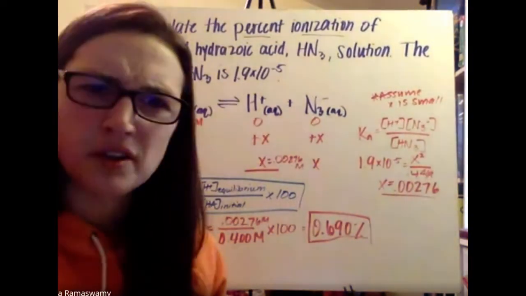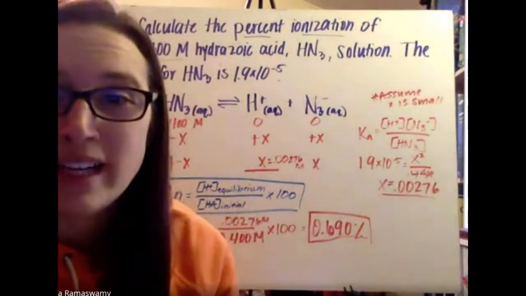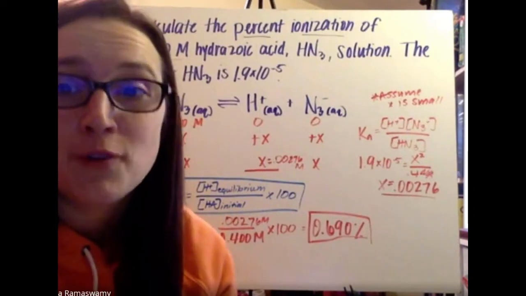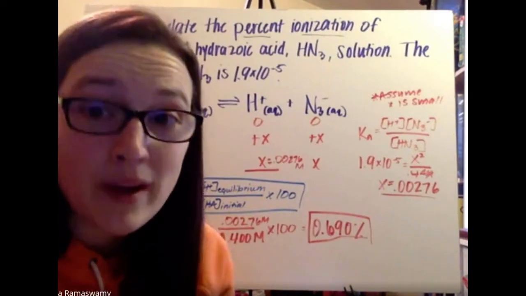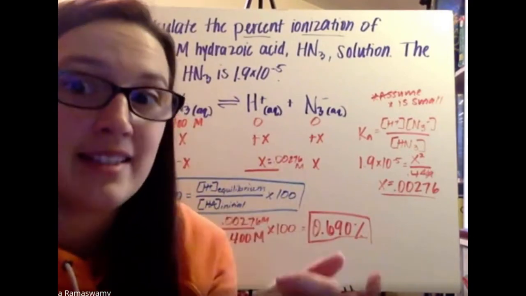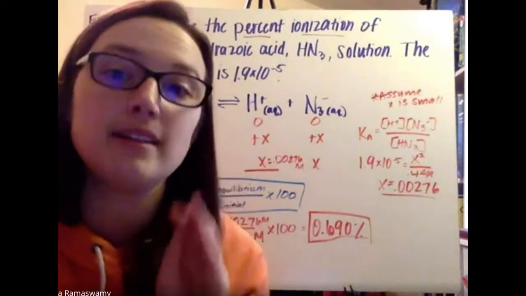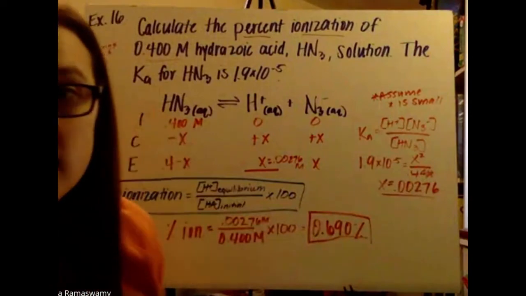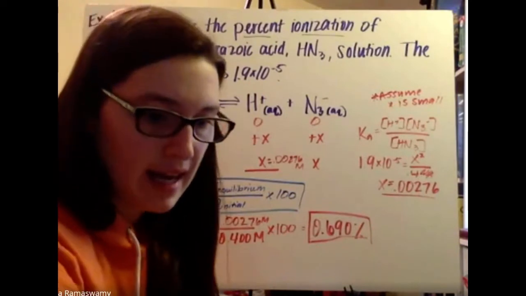My box got a little crooked there. 0.69%. That means that this weak acid only ionized 0.69%. So if you have 100 molecules, only 0.69 of them will separate into their ions. The other 99.3 molecules stay together as weak acid molecules. So this doesn't ionize very much. So that's looking at percent ionization.